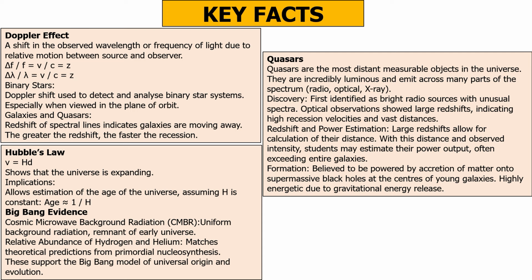Now, with this distance and the observed intensity, you may then be able to estimate their power output, which often exceeds entire galaxies. Now, they're believed to be powered by the accretion of matter onto a supermassive black hole at the centre of a young galaxy, and they're highly energetic due to the gravitational energy released in this process.